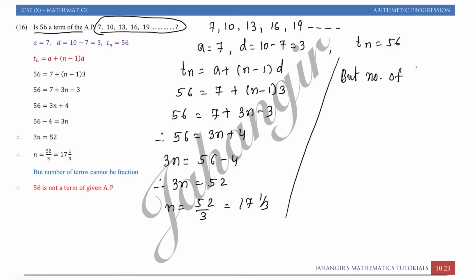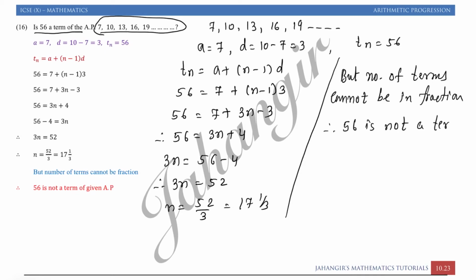Number of terms cannot be in fraction. So therefore I can say 56 is not a term of given AP. Hope you understood. If I would have got some positive integer value, then I can say it is a term. But since I got number of terms in fractions, we don't have any countable numbers in fractions. So this 56 cannot appear in the sequence.